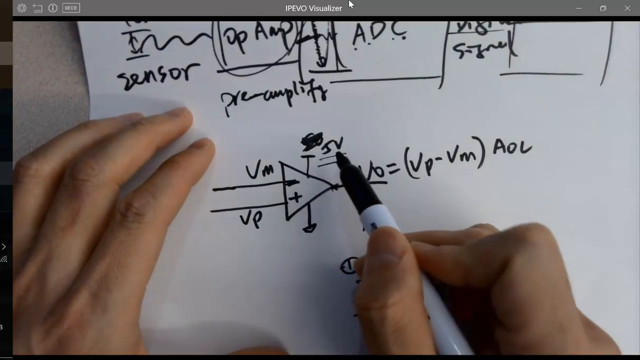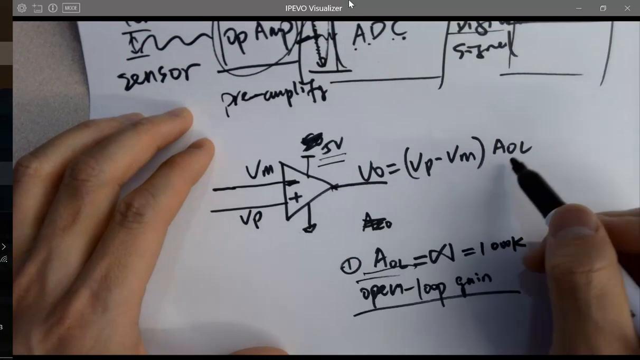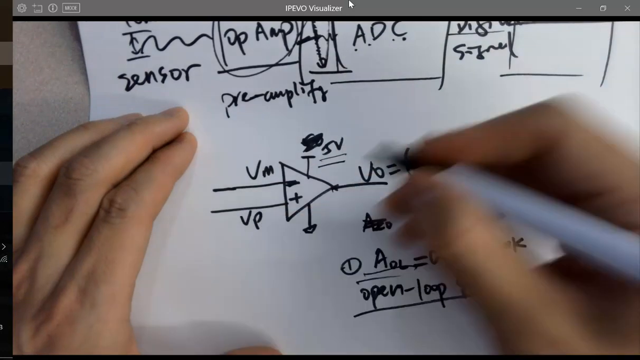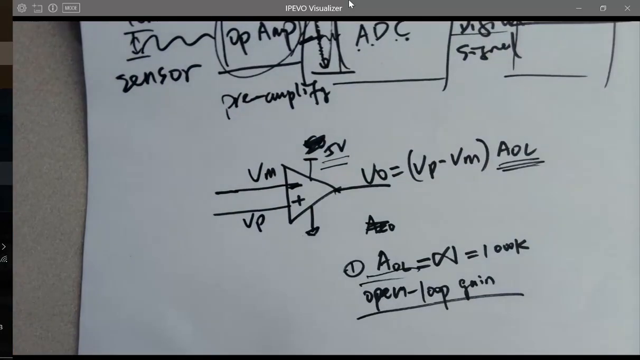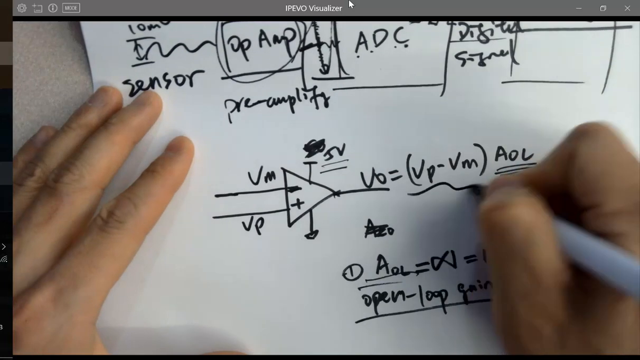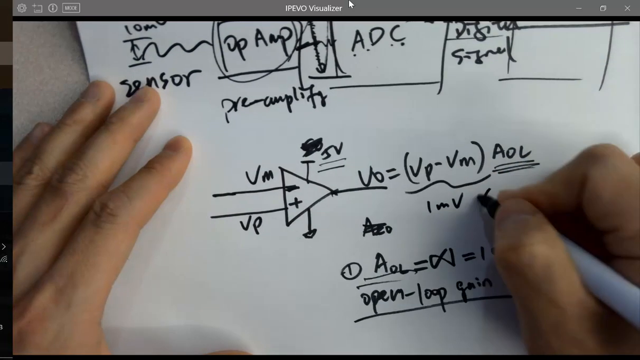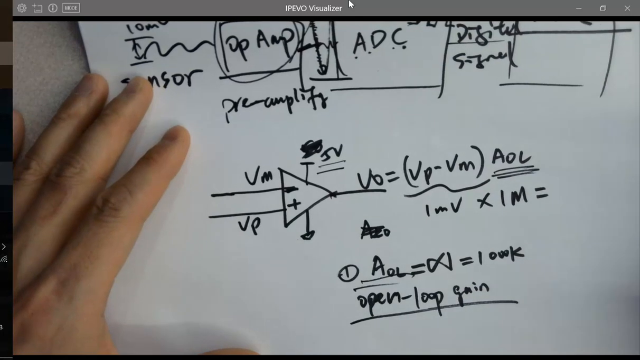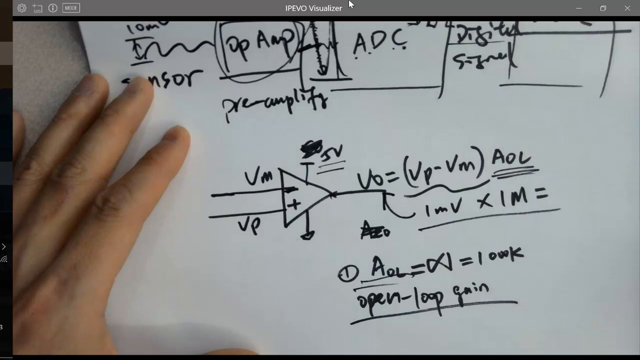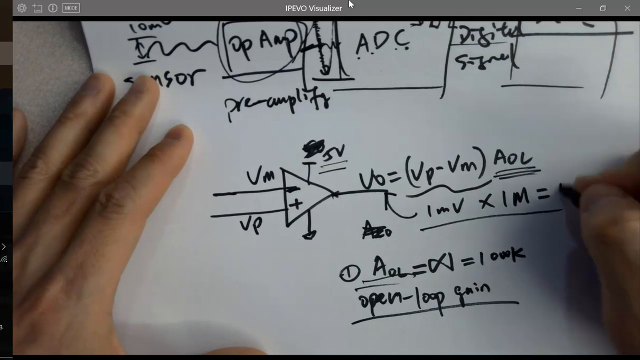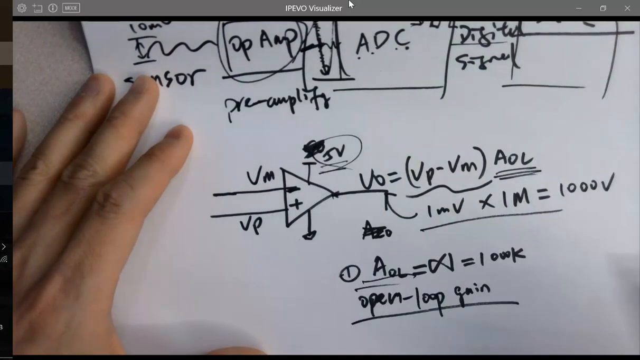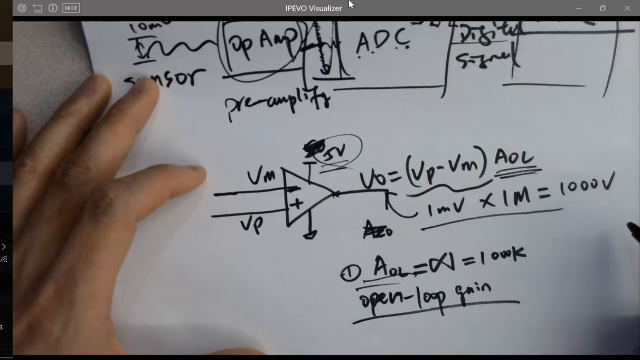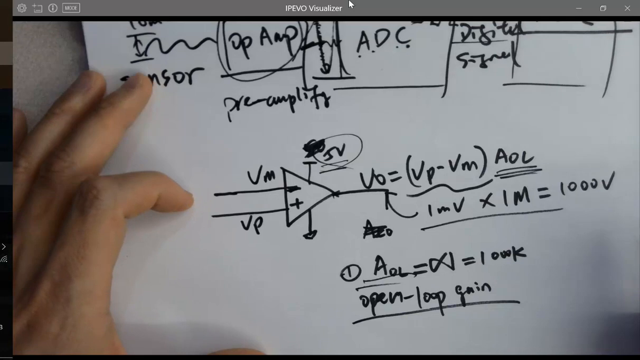The power supply only supplies 5 volts, and open loop gain is huge. If you have a tiny difference, let's not talk about 1 volt. What if it's 1 millivolt? So this guy equals 1 millivolt. What's going to happen? What's the result for VL? 1,000 volts, and you'd need a power supply to support that. It's going to saturate at 5 volts for the output. Distortion, we'll talk about that later.